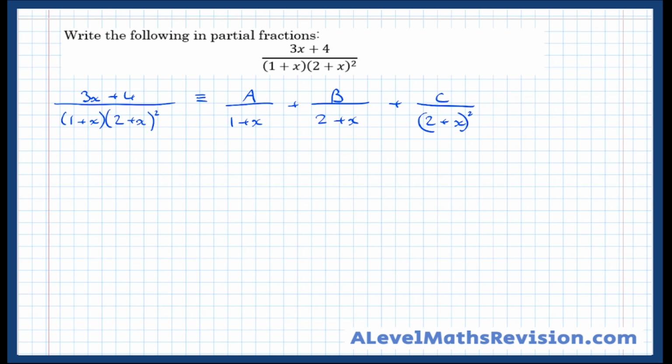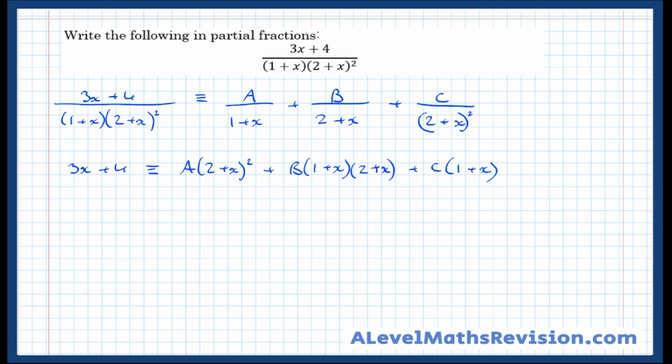So now multiplying both sides by the denominator, 3x plus 4 is identical to, and on the first factor here, the 1 plus x cancels. So we get a(2 + x)² plus b, and one of the 2 plus x's cancel to give (1 + x)(2 + x), plus c, and the (2 + x)² cancels to give just 1 plus x, like that.